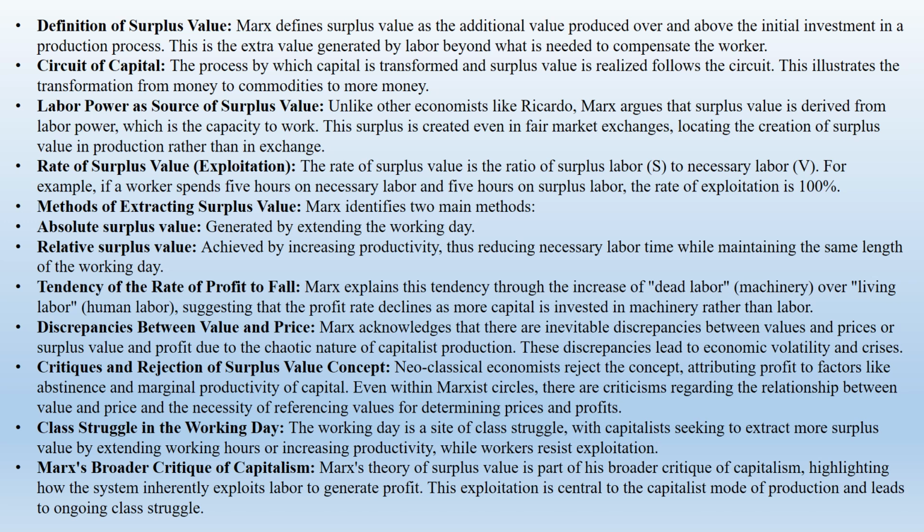Marx defines surplus value as the extra value produced over and above an initial investment in a production process. This process begins when a capitalist invests money to buy labor power and means of production, such as raw materials and machinery. These are the commodity inputs. Through the production process, these inputs are transformed into commodities that contain surplus value. The new commodities are worth more than the original inputs because they embody additional value created by labor.